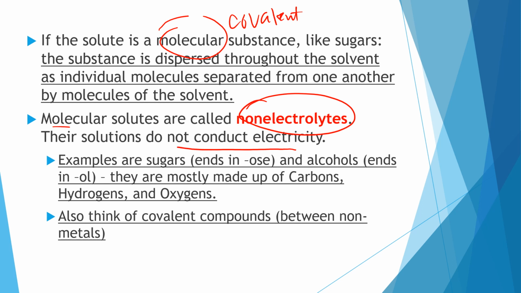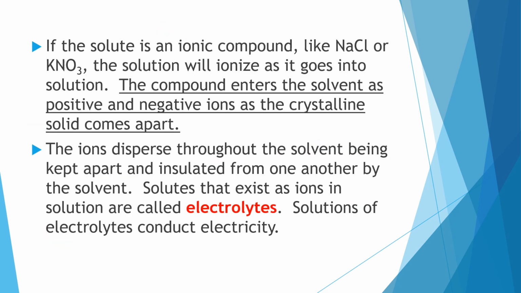If the word ends in "ose," it's a sugar, or if it ends in "ol," it's an alcohol, and those things are most likely going to be non-electrolytes. They mostly consist of carbons, hydrogens, and oxygens. One way to look at it is that most likely it's going to be covalent, so between nonmetals. Hopefully you remember that from our previous lesson.